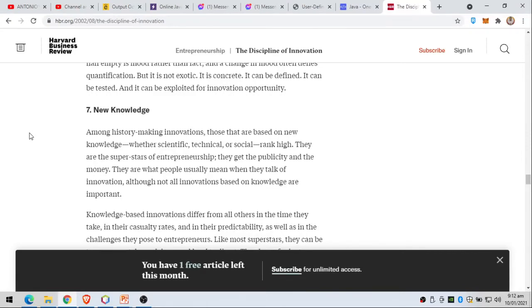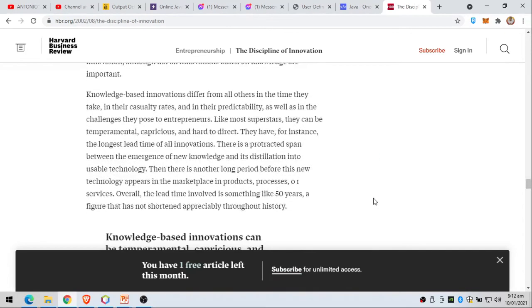Then the seventh one, I think this is the last one, is new knowledge. Among history-making innovations, those that are based on new knowledge, whether scientific, technical, or social, rank high. They are the superstars of entrepreneurship. They get the publicity and money. They are what people usually mean when they talk of innovation, although not all innovations based on knowledge are important.